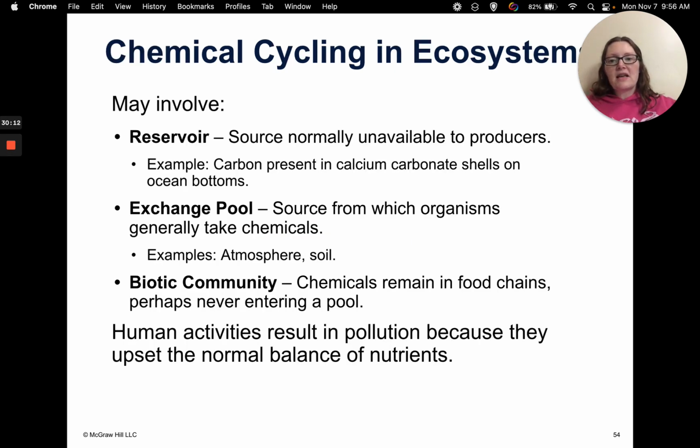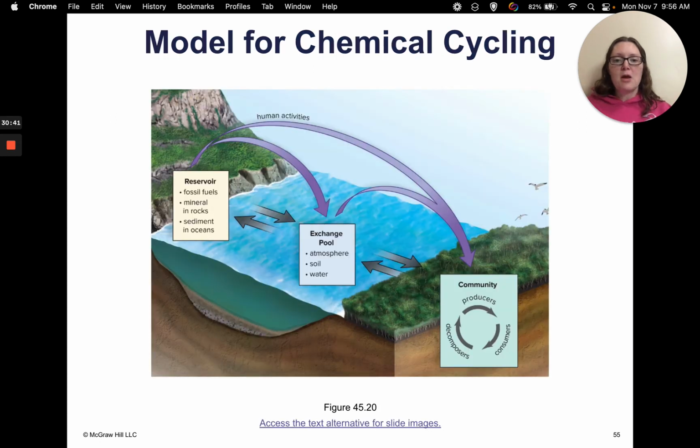So chemical cycling may involve some things being in a reservoir. So like the ocean is a great reservoir for water. Can't really access it because a lot of it is salty. Glaciers, another big reservoir for water. Can't really access that because a lot of it is frozen. Exchange pool and biotic community. Human activities result in pollution because they upset the normal balance of nutrients.